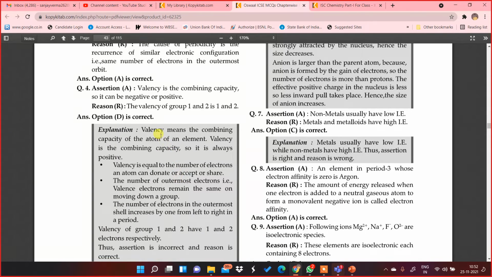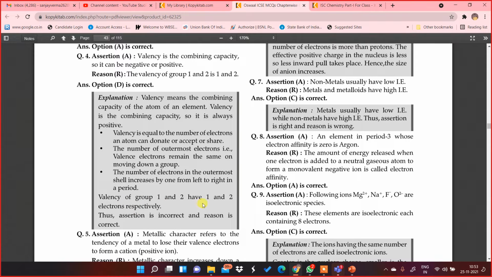Explanation is given. Valency means the combining capacity of an atom. Valency is the combining capacity, so it is always positive. It is equal to the number of electrons an atom can donate, accept or share. The number of outermost electrons, that is valence electrons, remains the same on moving down a group. The number of electrons in the outermost shell increases by 1 from left to right in a period. So group 1 and 2 have valency 1 and 2 electrons respectively. Thus the assertion is incorrect, but the reason is correct here. Okay, that is for question number 4.